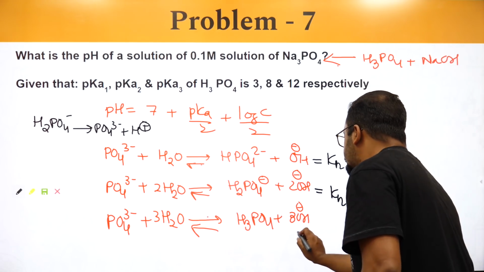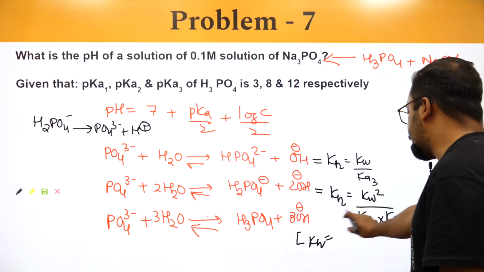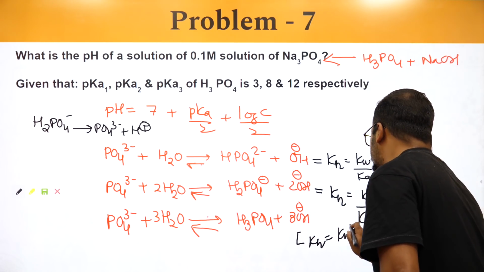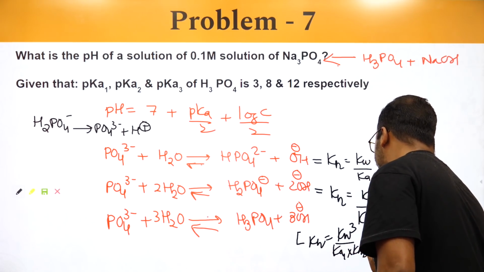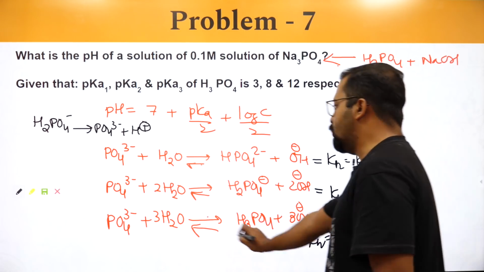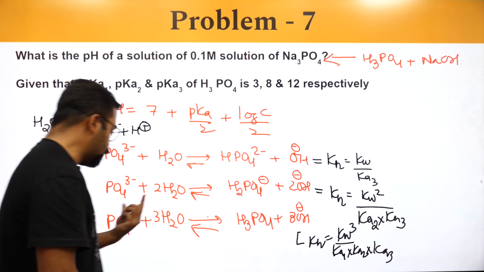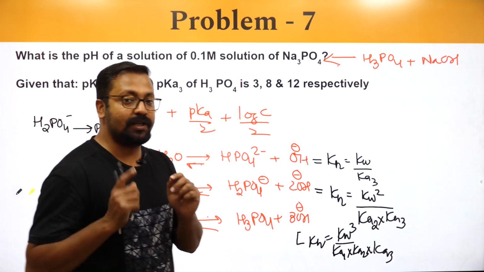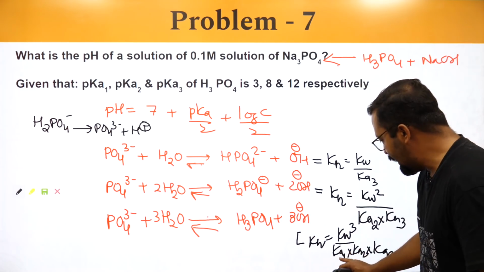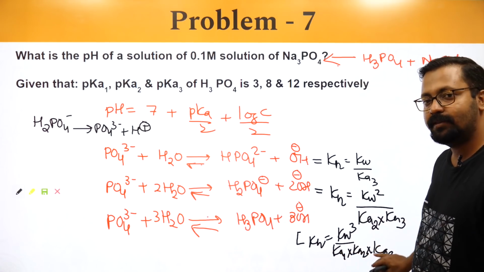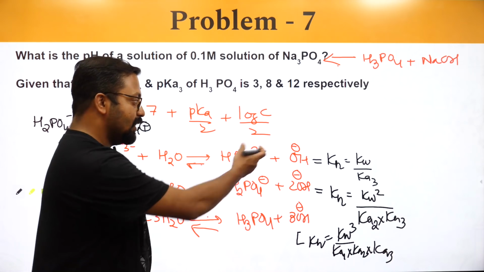Similarly, now tell me what the third one will be. KH, so it will be 3OH minus, so KW cube by KA1 times KA2 times KA3, because if I have to go from H3PO4 to PO4 3 minus, I will have to dissociate H3PO4 thrice, so I will use the first, second and third dissociation. So let's try to calculate what is the KH value.